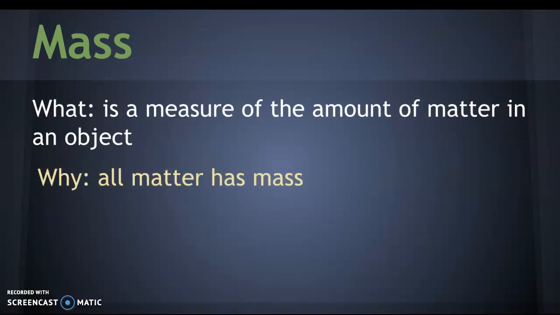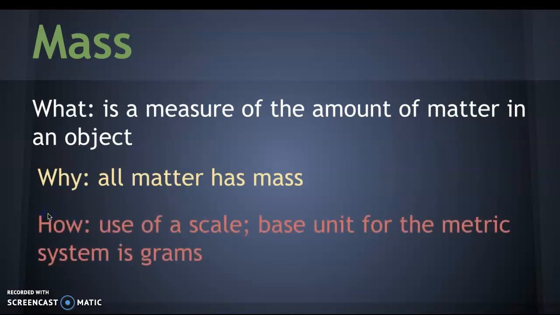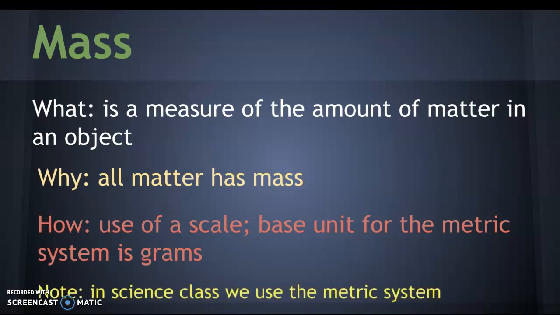The why: all matter has mass. The how: use a scale. The base unit for mass in the metric system is grams. Now a little note here: in science class we use the metric system. The term mass is usually interchanged with the word weight. While this is not entirely wrong, it is not entirely correct.